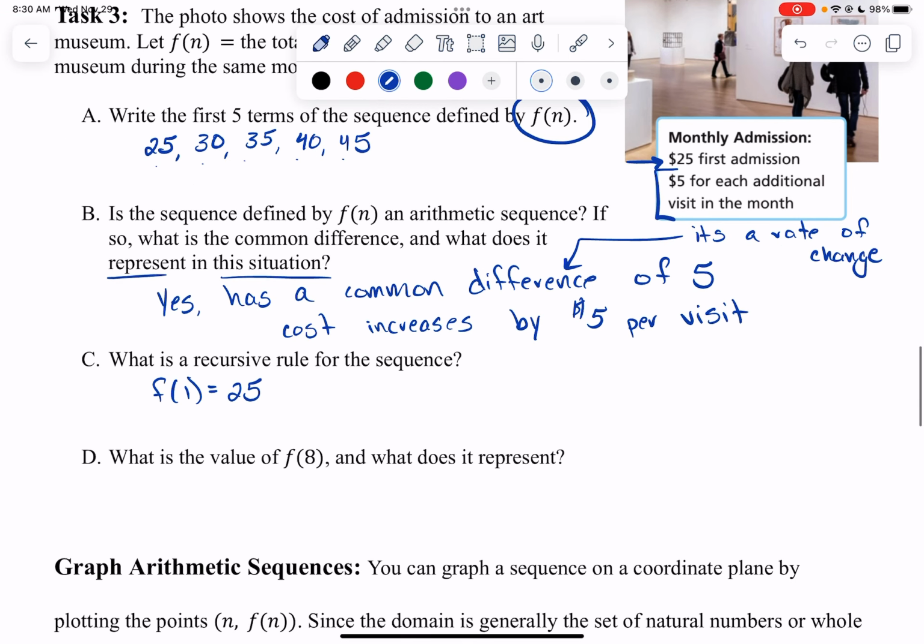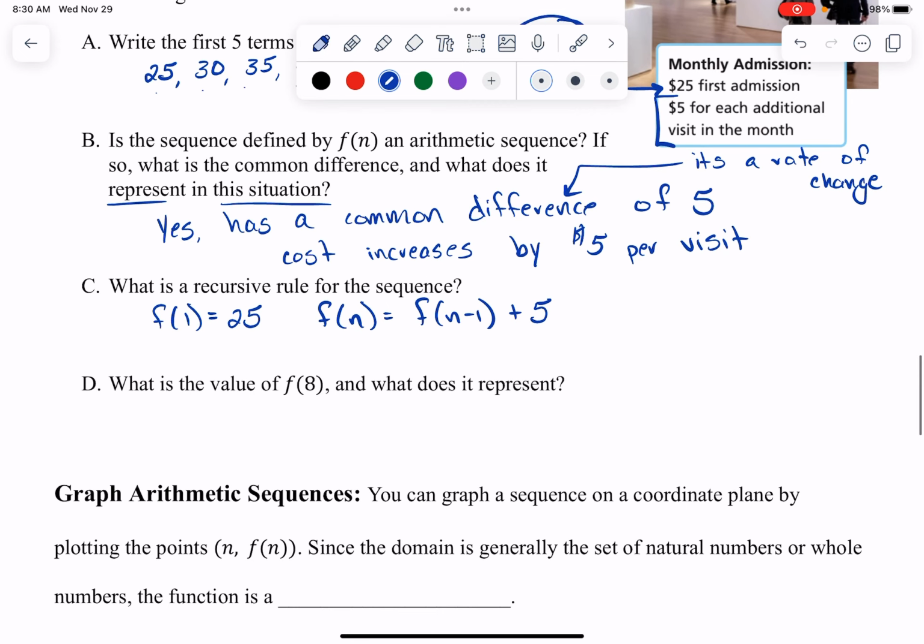Okay. If f of 1 is 25, then f of n is going to be equal to the previous term, f of n minus 1, plus that common difference of 5. So I take the previous term and add 5. What is the value of f of 8, and what does it represent?